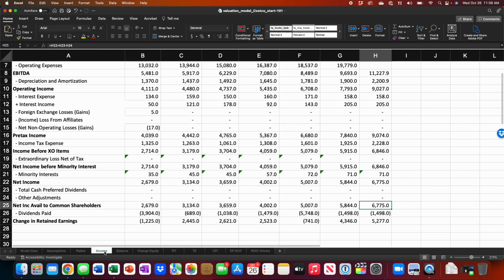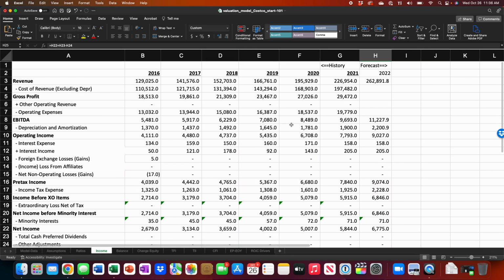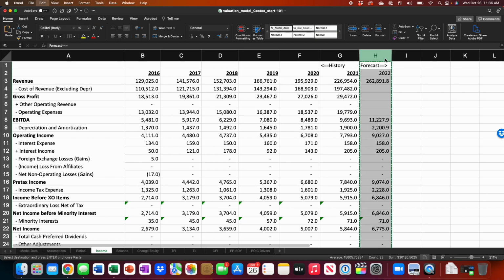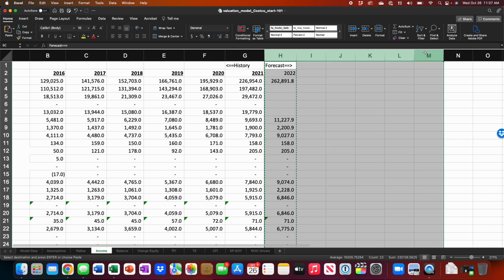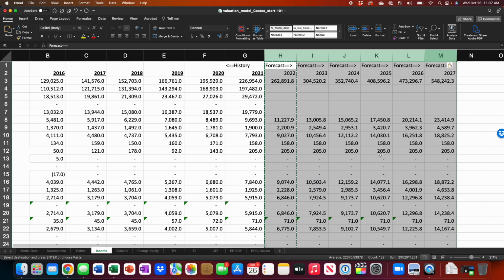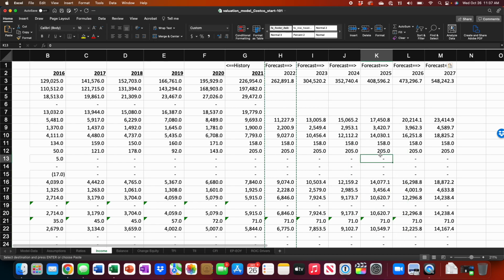Go back to the income tab here. Take column H, select the whole column, copy it, go to column M, paste it. You now have 6 years of forecasted income statements for Costco, assuming those ratios come true.